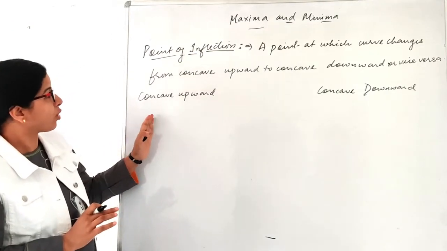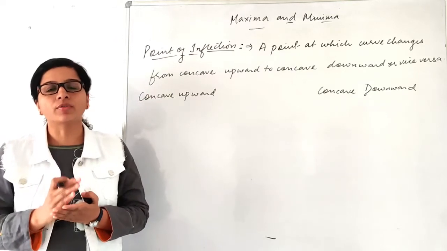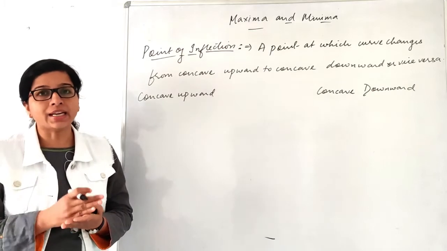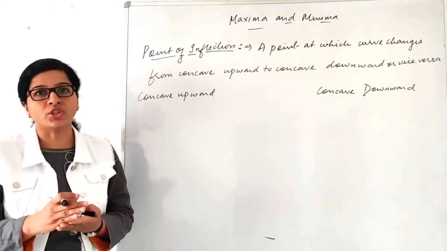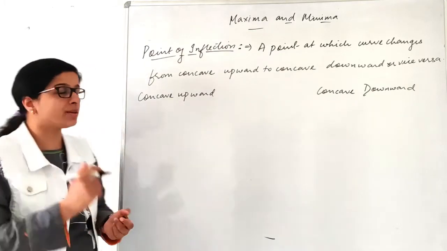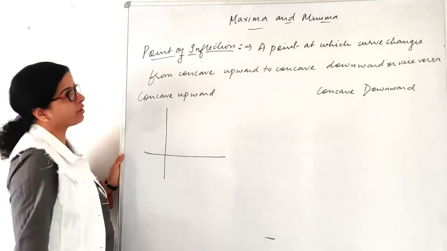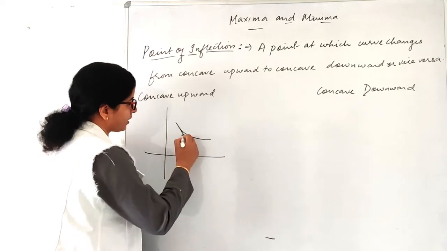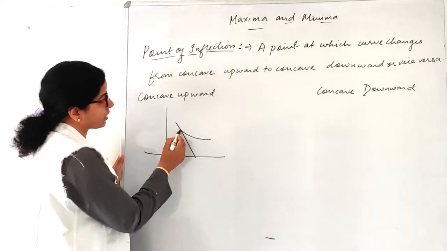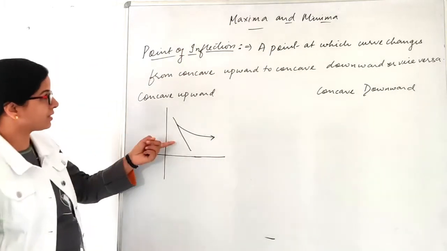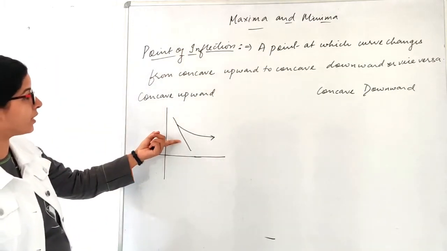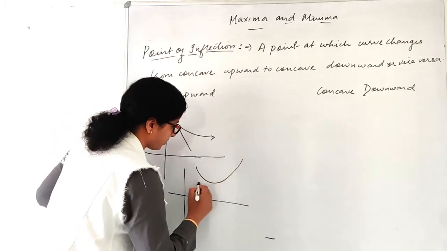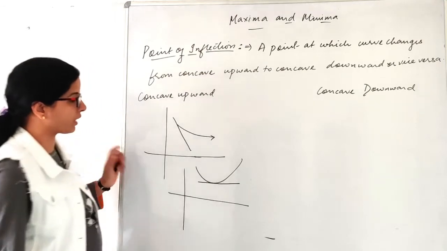So when we say concave upward, it means the arc of the curve y is equal to f x lies above the tangent at each of its points. Now what does that mean? It means I have a point of inflection, right? This is my curve and this is my tangent at the point of inflection. So the curve lies above that. So this is nothing but concave upward, or this can be the case in the concave upward.